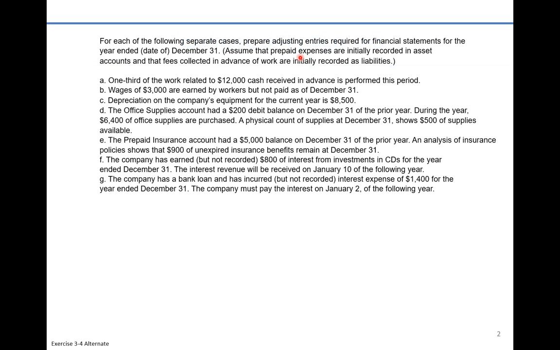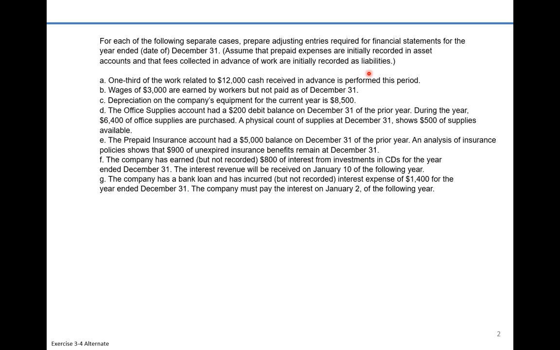This is Chapter 3, Adjusting Accounts for Financial Statements. We're taking a look at an alternate version of Exercise 3.4 from the textbook on preparing adjusting entries. For each of the following separate cases, prepare adjusting entries required for financial statements for the year ended December 31st. Assume that prepaid expenses are initially recorded in asset accounts, and that fees collected in advance of work are initially recorded as liabilities.